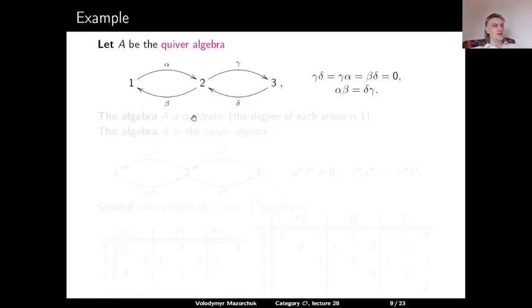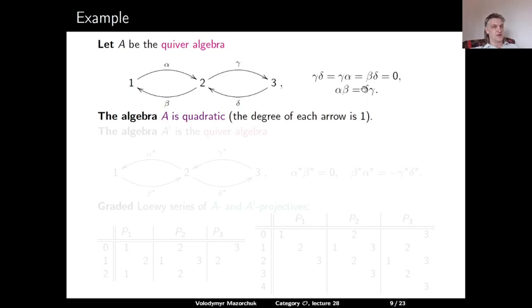For example, let A be the quiver algebra of the following quiver. So we have the vertices 1, 2, and 3, the arrows alpha from 1 to 2, gamma from 2 to 3, beta from 2 to 1, and delta from 3 to 2. And the relations gamma after delta is 0, gamma after alpha is 0, beta after delta is 0, and alpha after beta is equal to delta after gamma. So this algebra is quadratic by definition, so all relations are quadratic. Of course, in the natural grading, where the degree of each arrow is 1.